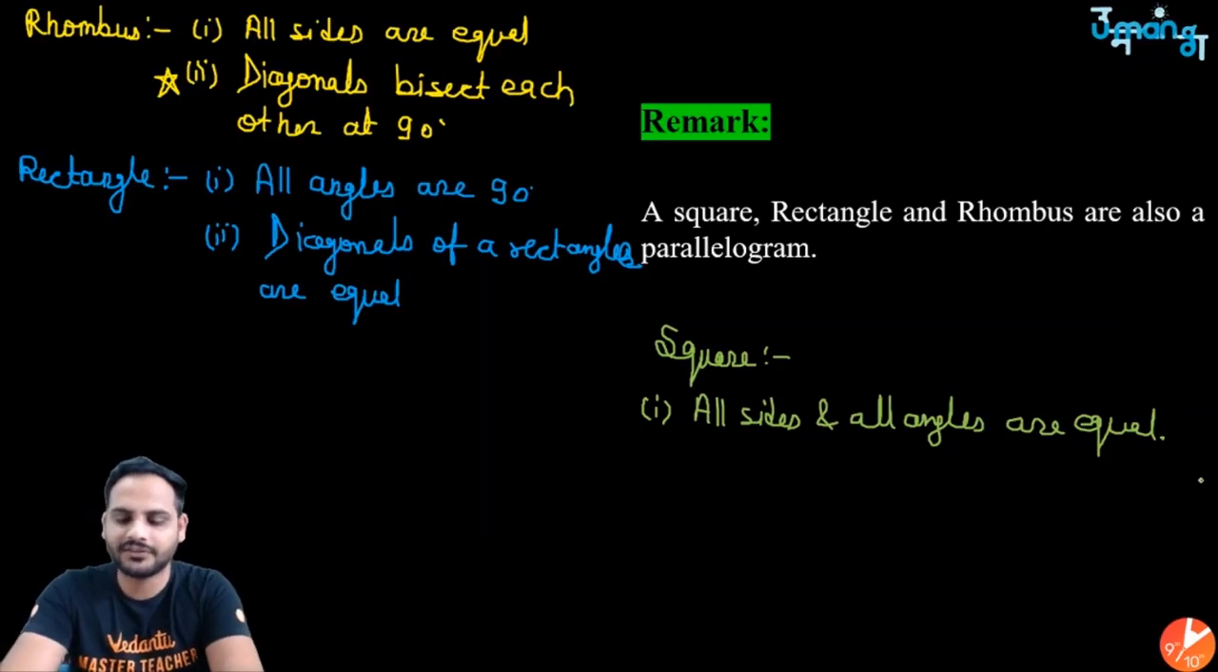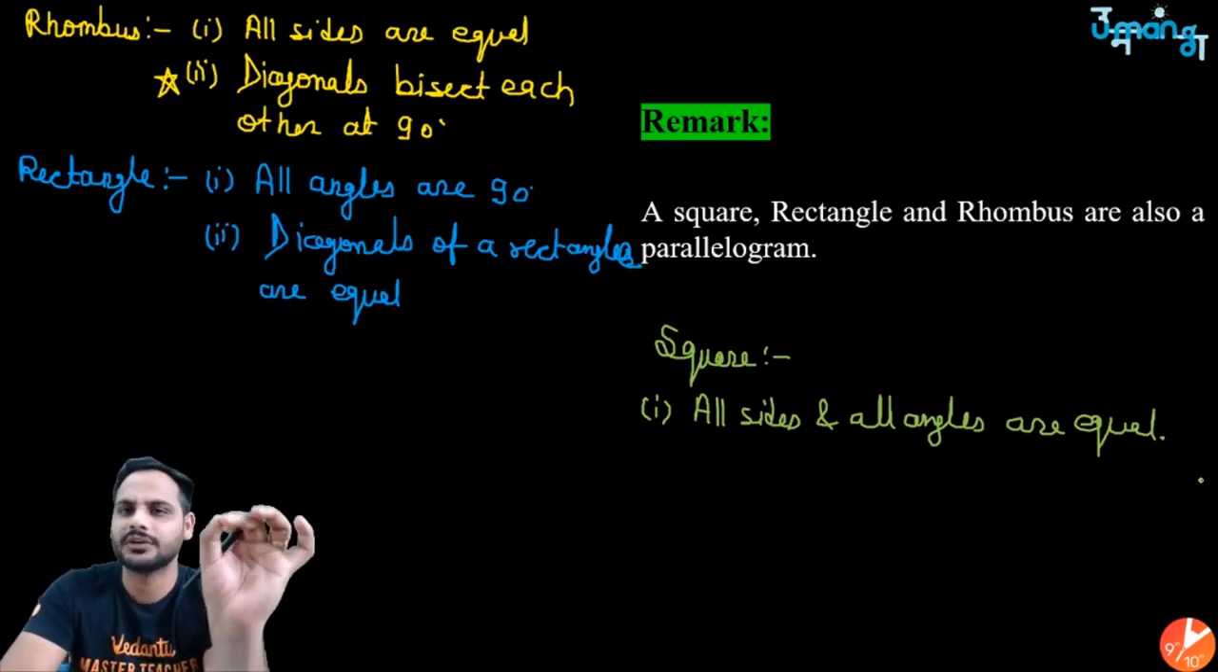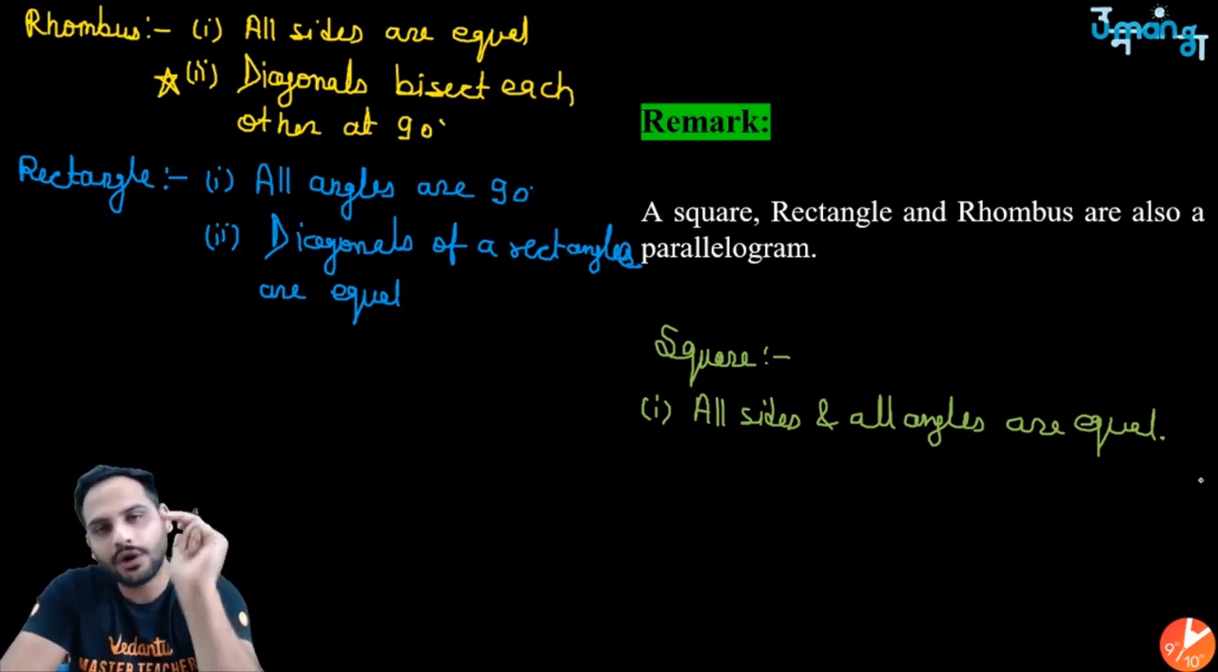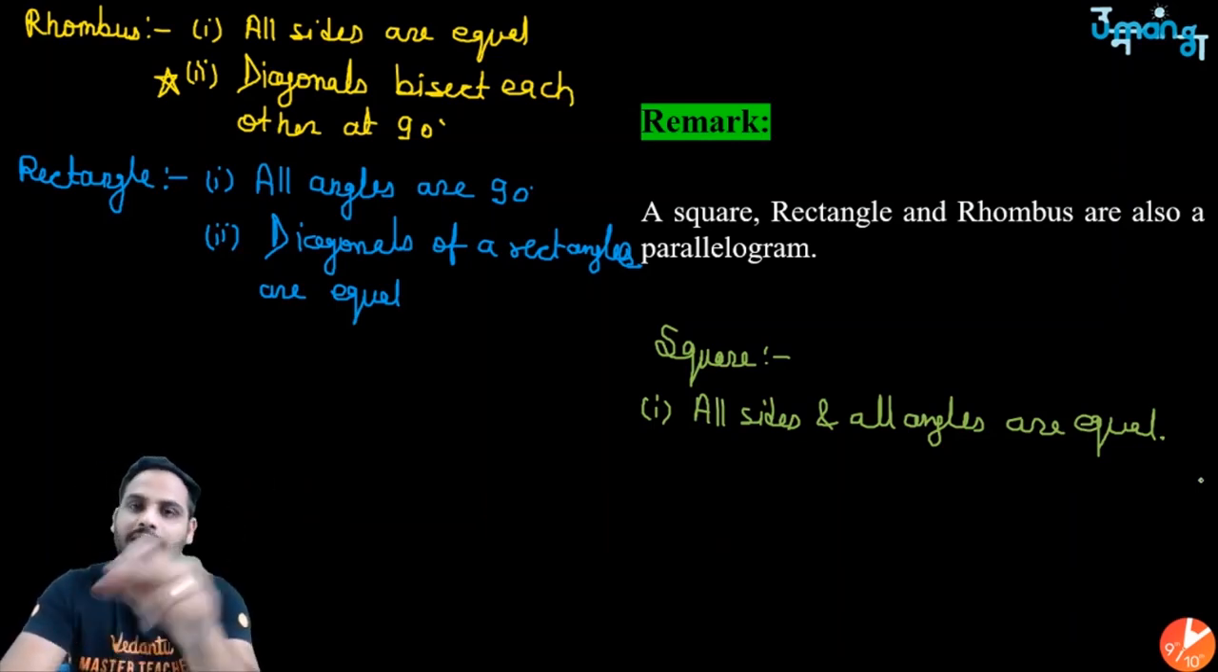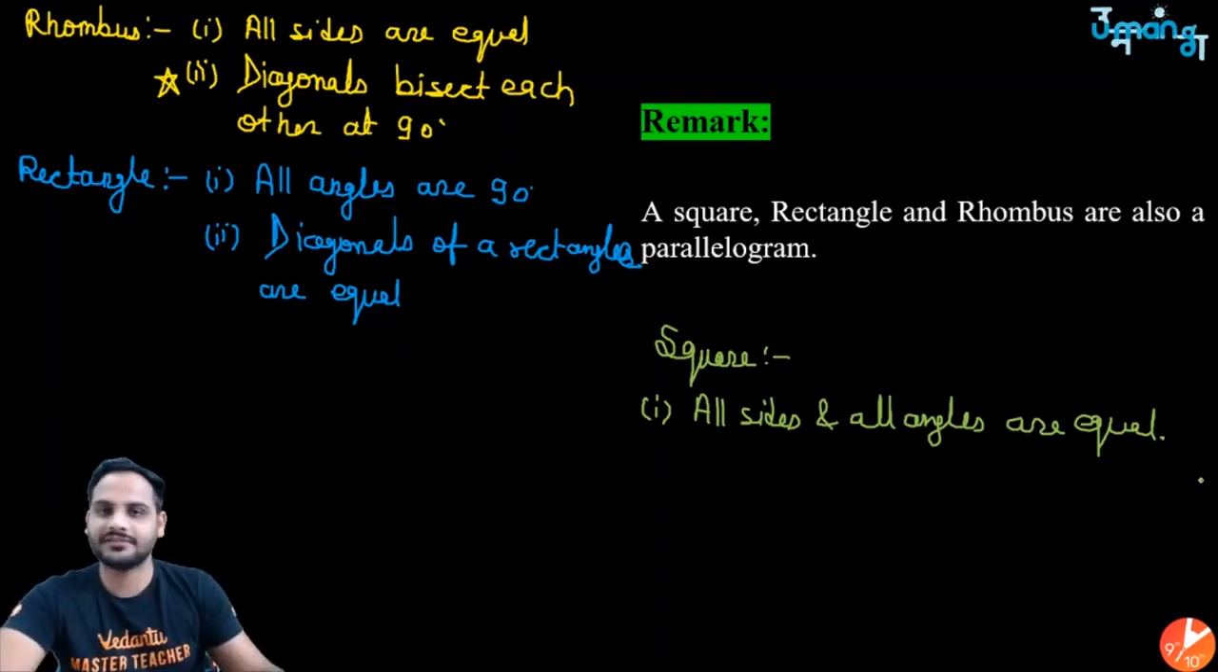Suppose if I ask you, a quadrilateral in which all sides are equal is always a square. True or false? It will be false. Why? Because if I only give you that all sides are equal, it will be a rhombus. But when I say all sides and all angles are equal, then we will say it is a square. Got it? So understand the definition very precisely.